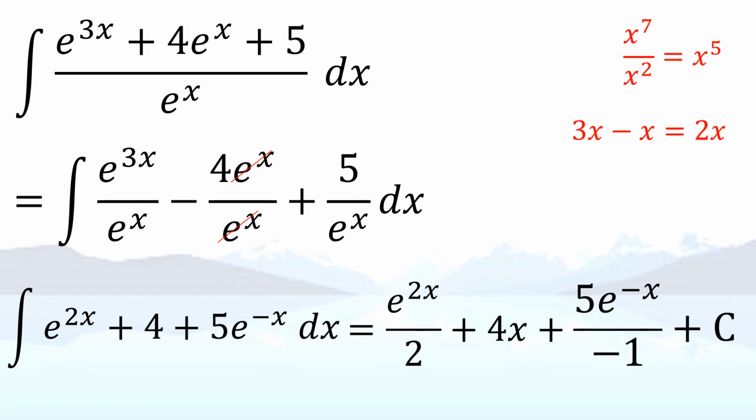We just use e to the negative x so that we can see what is the number that will be divided to 5e when we integrate it. So the final answer is e to the 2x over 2 minus 4x plus 5e to the negative x over negative 1 plus c.